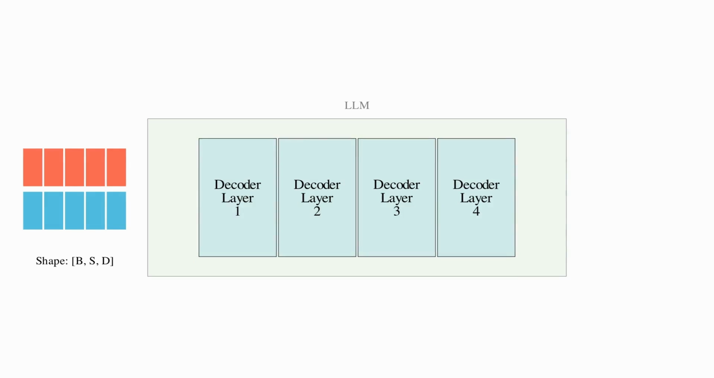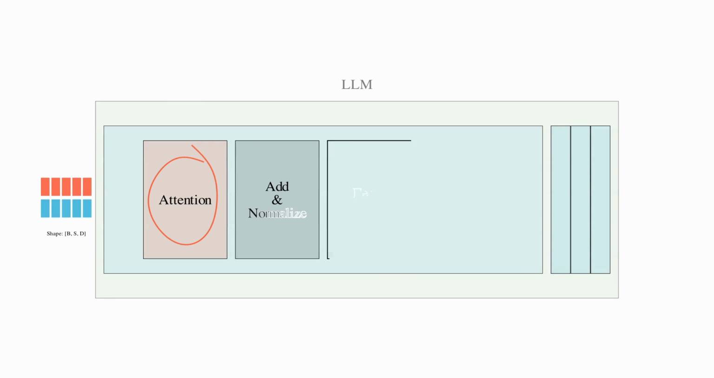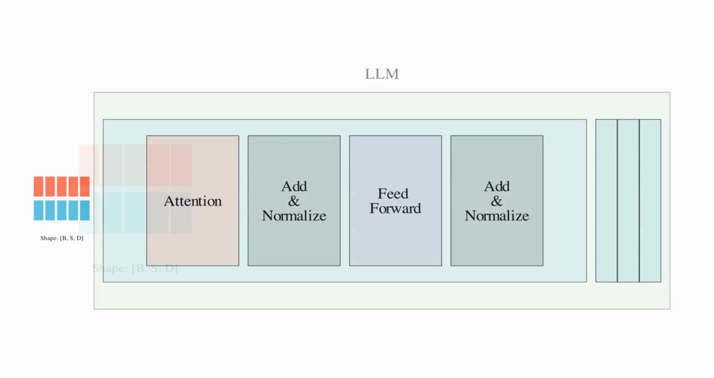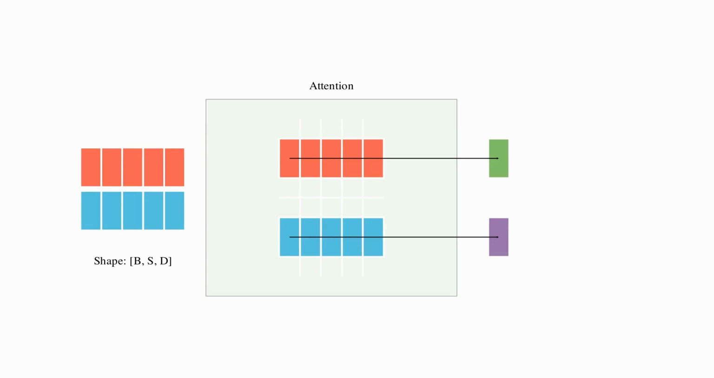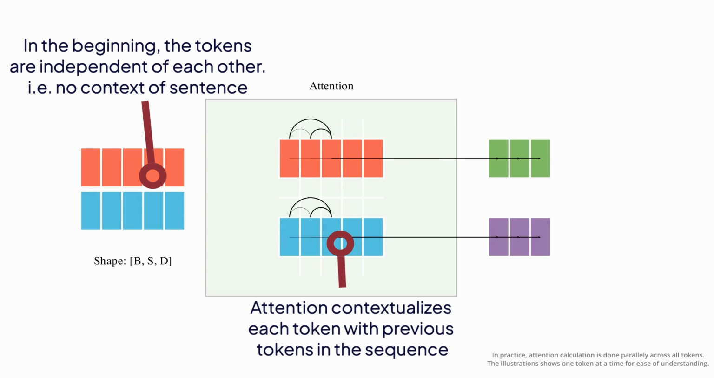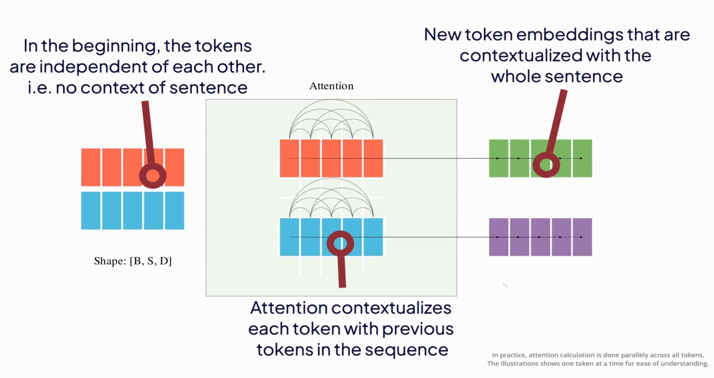Each decoder layer has 3 components: a causal masked attention layer, a feed-forward dense neural network, and a final residual connection. The causal masked attention layer applies attention to contextualize each token with every other token that appeared previously in the sequence. Basically, in the beginning, each token in the sentence is embedded independently of each other. They don't have any knowledge about each other. But the attention layer introduces every token with every other token that appeared before it and creates new contextualized representations by mixing information from the entire sentence.